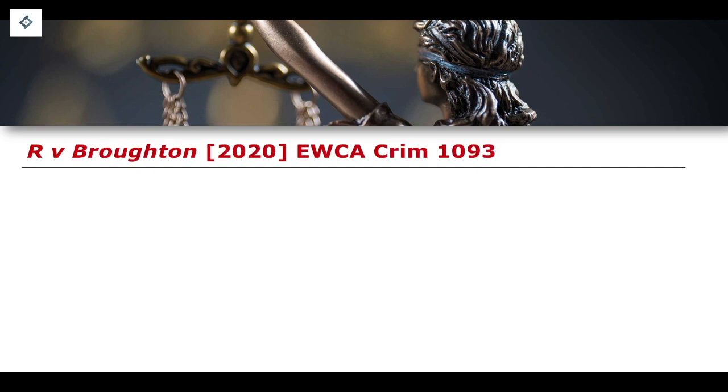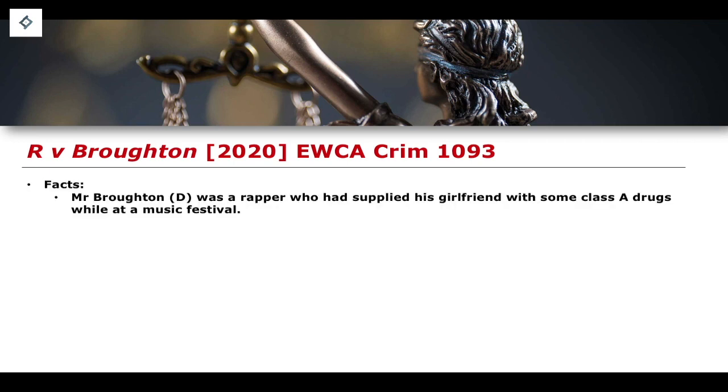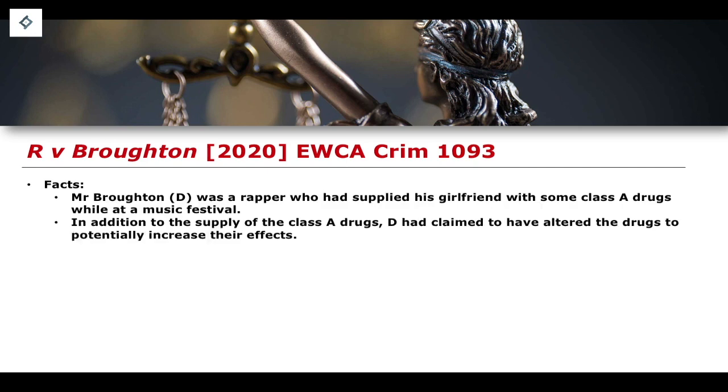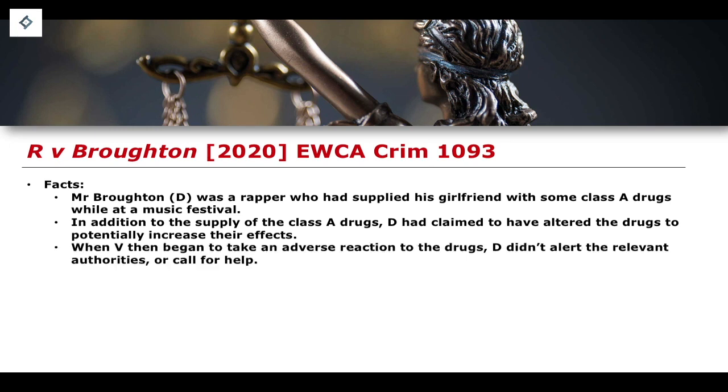Finally, then, we have the 2020 case of Crown and Broughton. Now, this is a case which involved a Mr. Broughton, who was the defendant, who was a rapper who had supplied his girlfriend with some Class A drugs while at a music festival. Now, in addition to the supply of drugs, the defendant had claimed to have altered the drugs to potentially increase their effects. This is considered to just be an additional factor within the facts of this particular case.